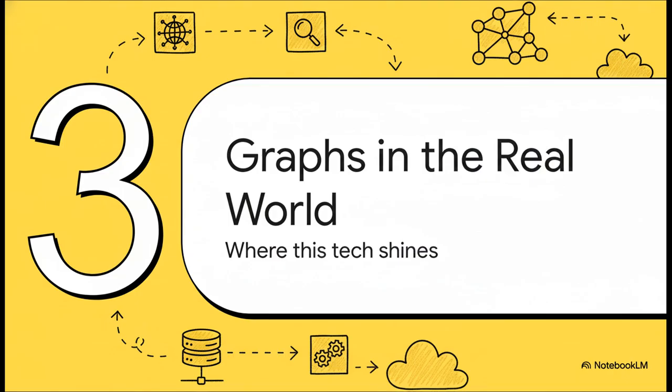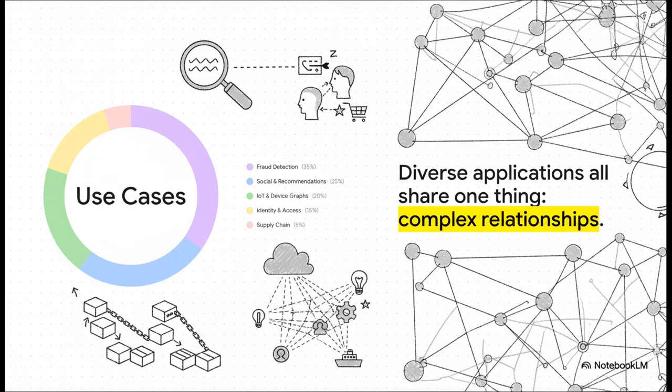Okay, so we've covered the what and the how. But now, let's get to the fun part, the why. Where does a globally distributed, fully managed graph database actually make a real difference? Let's look at where this technology really shines. The applications here are just incredibly diverse, from fraud detection all the way to social networks. But they all share that same common thread we've been talking about. They are built on complex relationships. And we're seeing huge growth in areas like IoT and supply chain, where understanding those connections is absolutely mission critical.